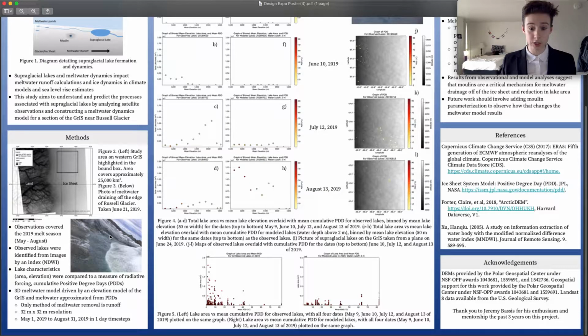I used an elevation model from 2018 to represent the ice sheet, and I estimated the meltwater added to the ice sheet from cumulative positive degree days. Positive degree days, aka PDD, are a measure of how much radiative forcing in degrees Celsius an area has received, and I used them in my analysis of both observations and modeling results.